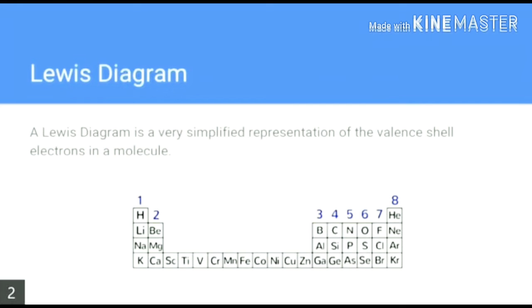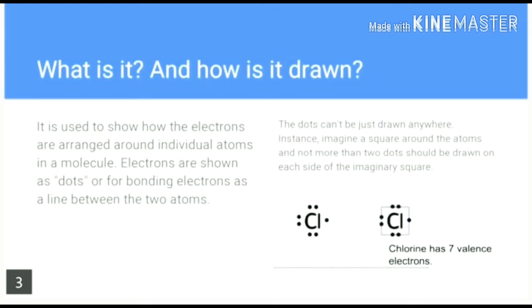A Lewis diagram is a very simplified representation of the valence shell electrons in a molecule. The group number of an atom represents the number of valence shell electrons. It is used to show how the electrons are arranged around individual atoms in a molecule. Electrons are shown as dots, and bonding electrons as a line between the two atoms.